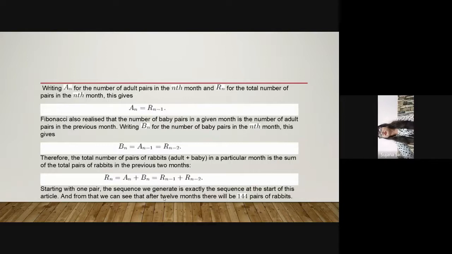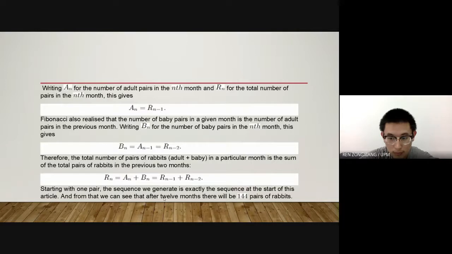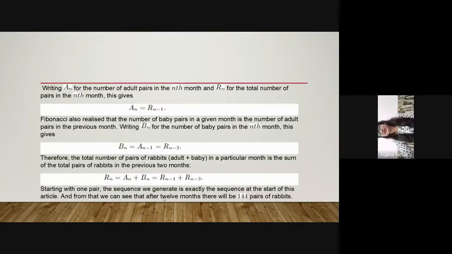Thus the total number of pairs of rabbits in a particular month is the total pairs of rabbits in the previous 2 months, so it becomes the summation of a_n plus b_n, and it becomes r_{n-1} plus r_{n-2}, the whole number of the rabbits. Starting with one pair, the sequence we generate is exactly the sequence at the start of that article, and from that we can see that after 12 months there will be 144 pairs of rabbits. So it is an amazing breeding pair of this sequence, and it is also the famous sequence.